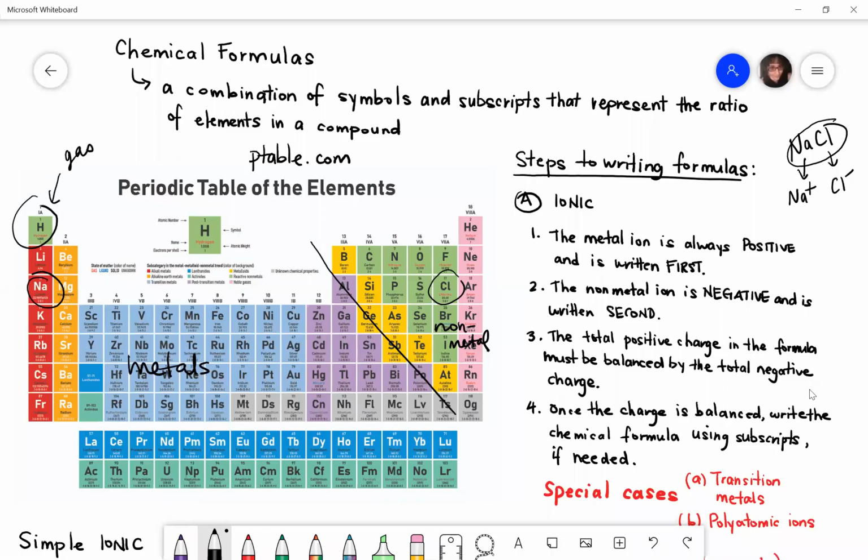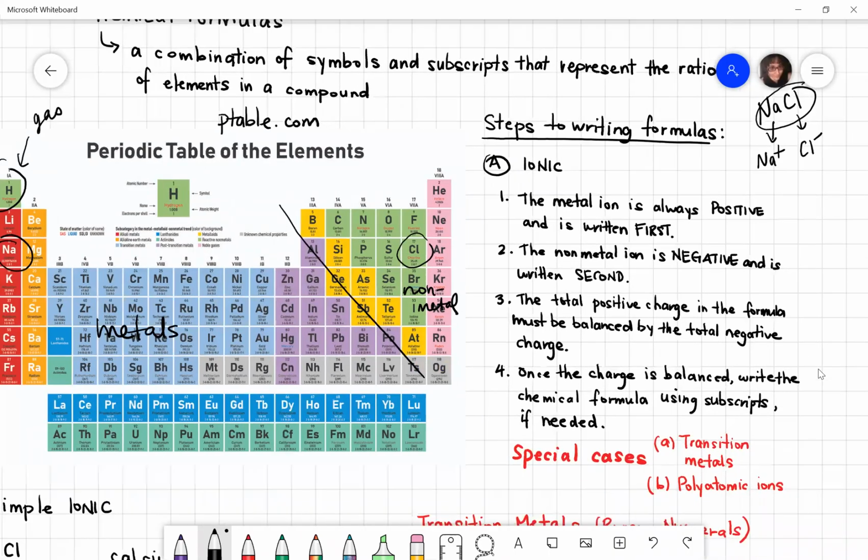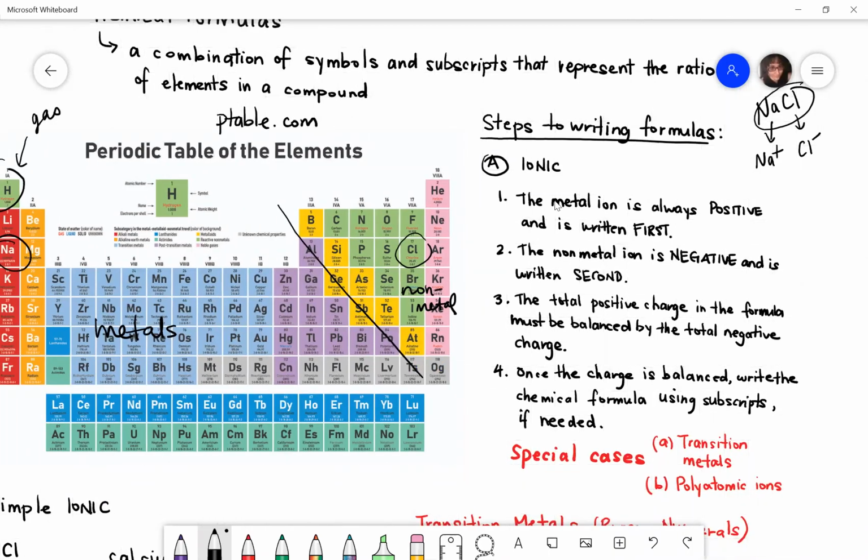If you are writing formulas for ionic compounds, remember that the metal ion is always positive and is written first. So we always write the name as the full name, what shows on the periodic table. Then the next step is that the nonmetal ion is negative and is written second. Likewise, we also want to change the ending. You will change the ending to IDE, IDE.